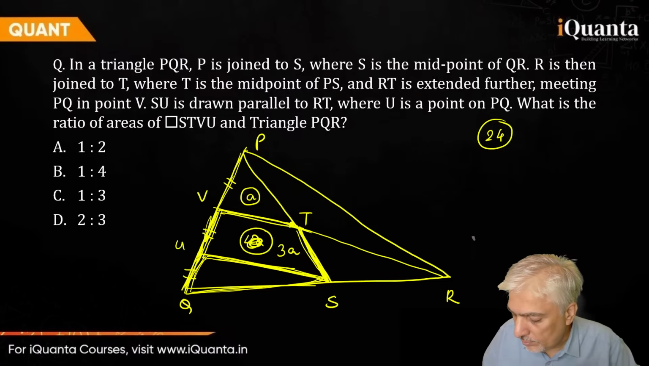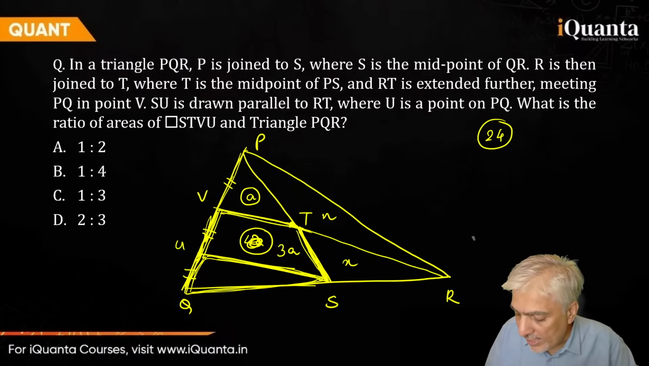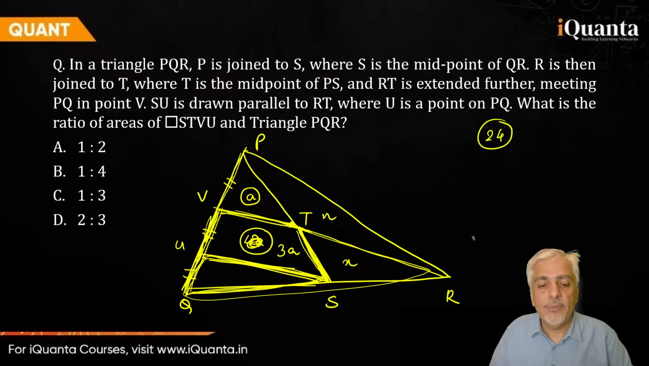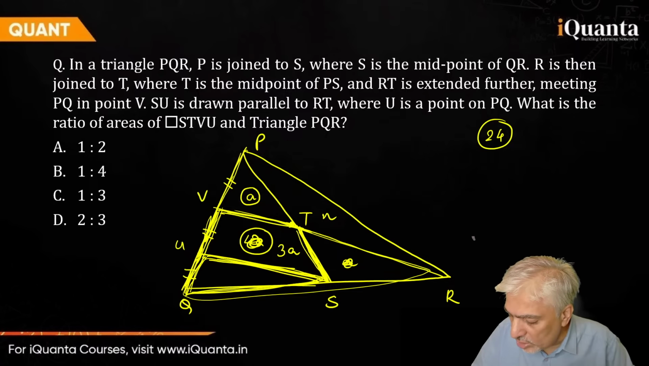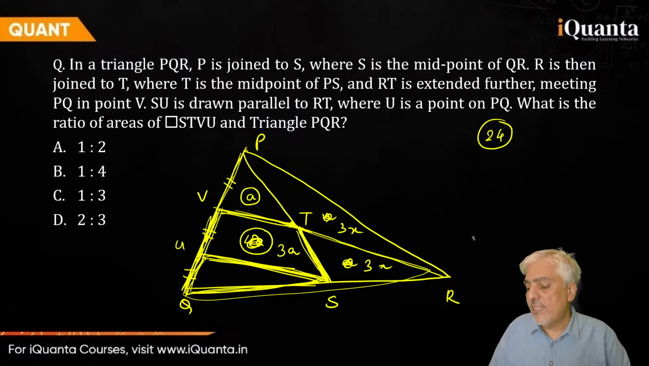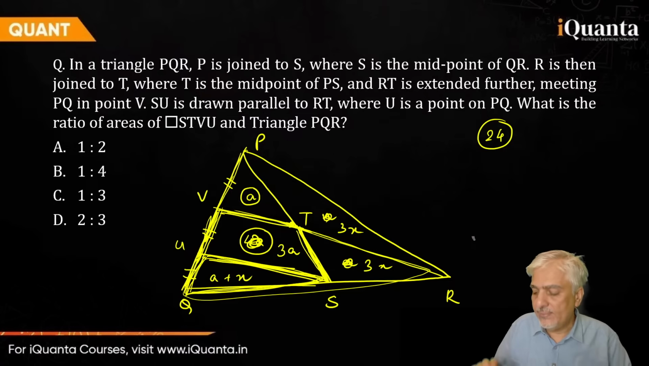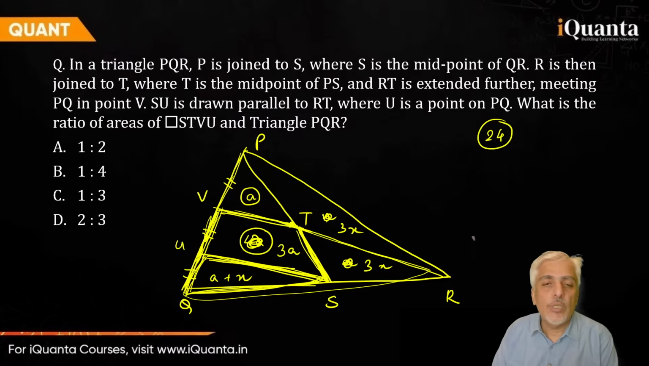Now, if I take this as X, this is also X. Obviously, this full is also X. So, the area of this part and the area of this part will also have the same relationship. You should have taken this also 3x and 3x. It will be easy to understand. This is 3x, 3x. So this will become a plus x. Same logic.